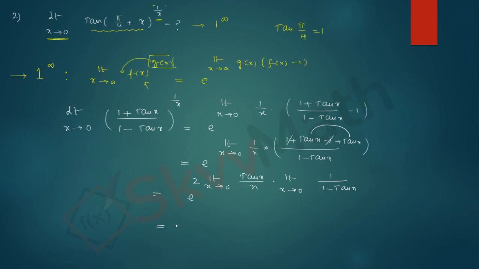Now you can substitute x value 0. So e to the power of 2 into, this is the standard limit. Limit x tends to 0, tan x by x is 1. And here if you substitute x equals 0, tan 0 is 0. So 1 minus 0, 1, 1 by 1. So you get 2 into 1, which is equal to e square.